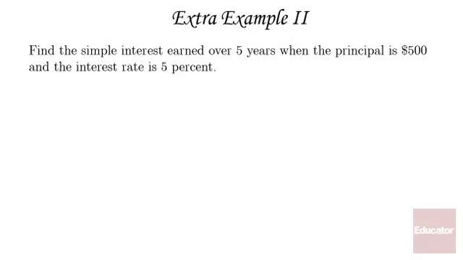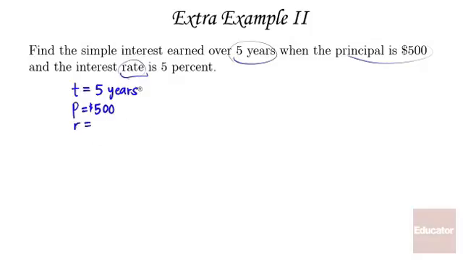Find the simple interest earned over 5 years when the principal is $500 and the interest rate is 5%. Okay, so the time. We know that this is time because it's saying over 5 years. T equals 5 years. It makes it easier if you just write down what each variable is. Principal is 500. So P is $500. The interest rate is 5%. So it's not I, right? I is the amount that you earned or amount that you have. Rate, the interest rate, is the percent. So look for this number, rate. So R equals 5%.